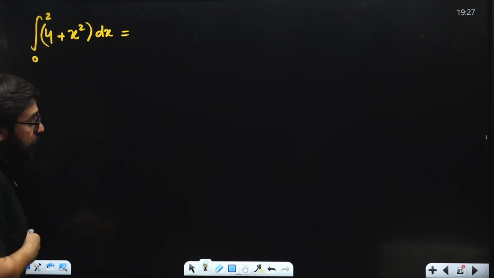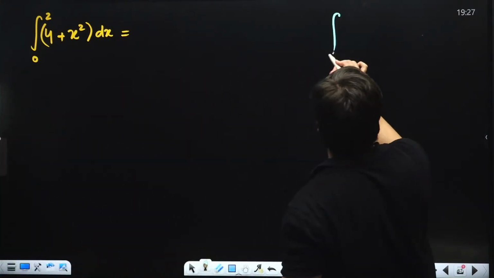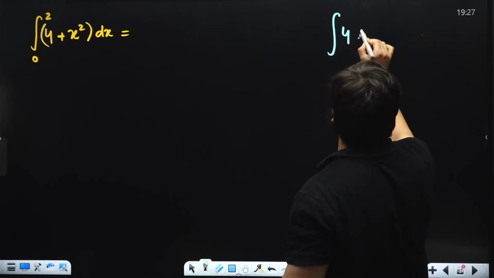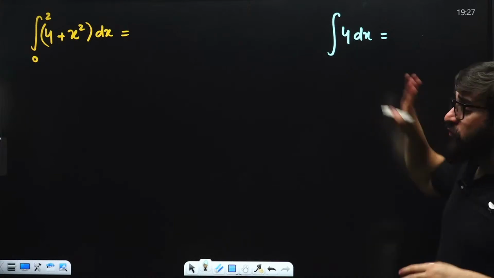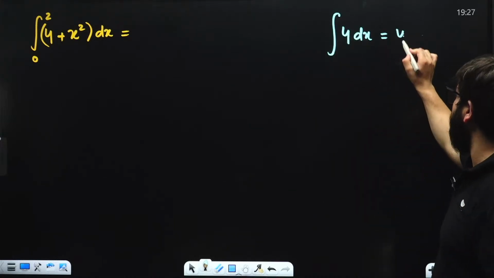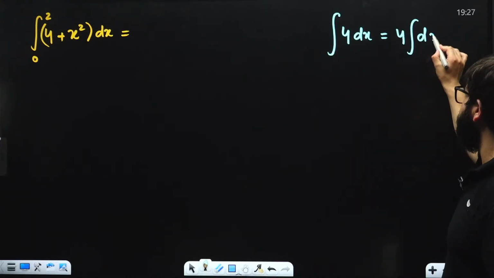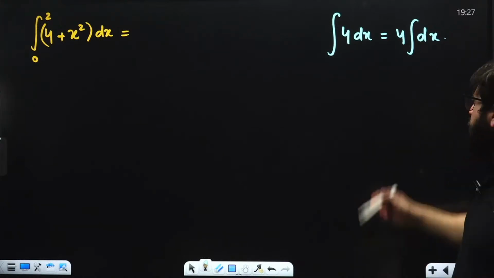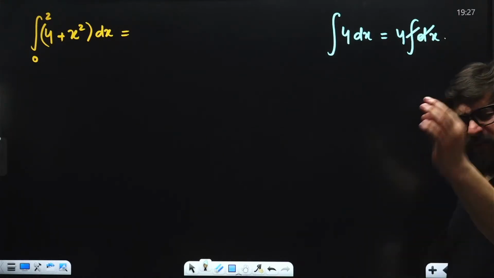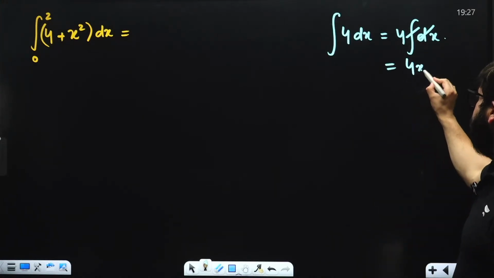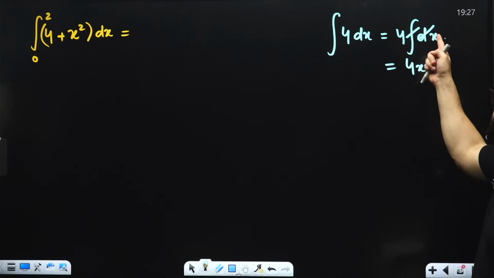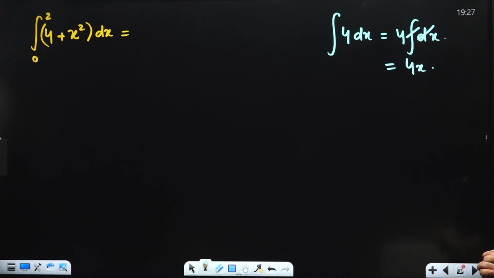See guys, let's suppose you have got integration of 4 dx. Always remember, for integration of a constant, take the constant out. Then you have integration of dx. Always remember that we cancel this and this. Don't ask me why right now. It will be simply 4x, because this and this cancel.